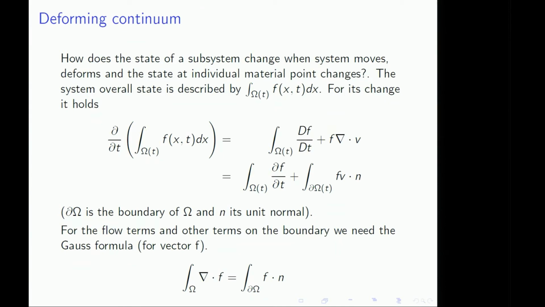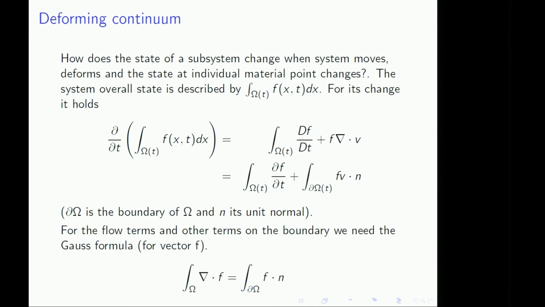Now we are ready to model the change of state of a subsystem. So we have a system that has a state at individual material points. The state can change, the system can move, the system can deform. All this happens simultaneously, and these all affect the system's overall state.